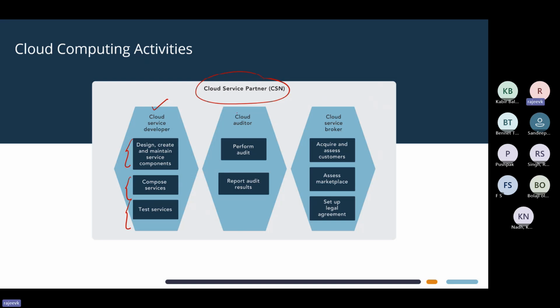Okay, sorry. So apart from that, we have a cloud auditor. In case of cloud auditor, here we are going to perform the audit and report audit result as well, right? So perform audit definitely, where we are going to check whether the components are working as per the requirement defined here. Remember, auditor is going to offer you the independent assessment, and based on that only the customer is going to purchase the product. So to have trust, faith on your product, auditor is going to play a very important role here.